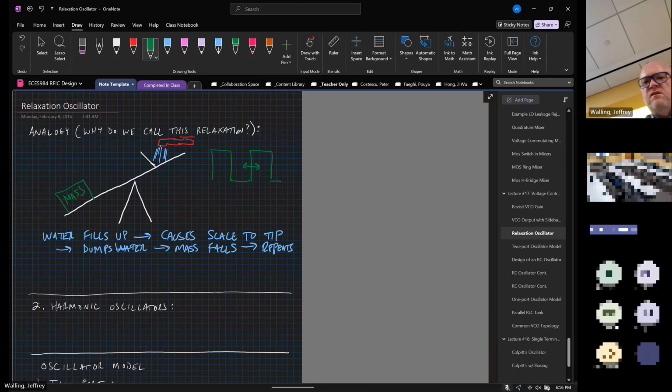So that's why these things are susceptible to bad phase noise, but useful for timers. They're very useful for timers. That's where primarily you'll see them used.